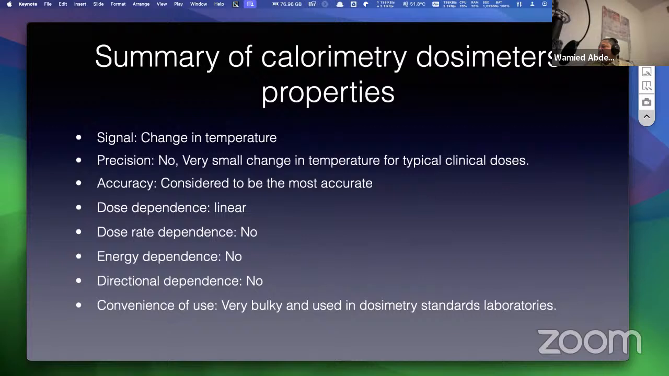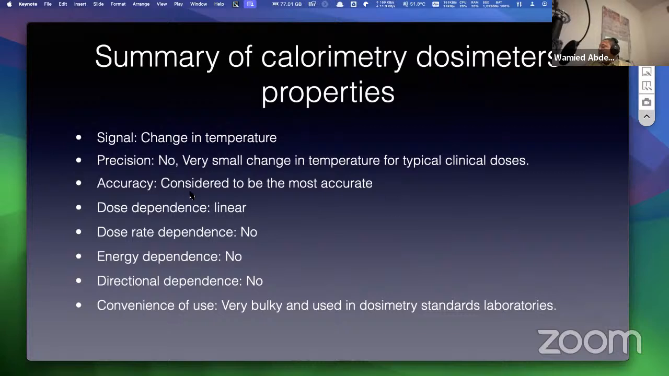Remember, if we repeat the measurement several times, the readings are not going to be the same. So we're looking at how close the readings are. That defines the precision. So it's very challenging. It's a very small change in temperature. Think about it. A small change for these doses is very difficult to measure. That's why they usually give us different readings, or they have a high standard deviation, but they're accurate.